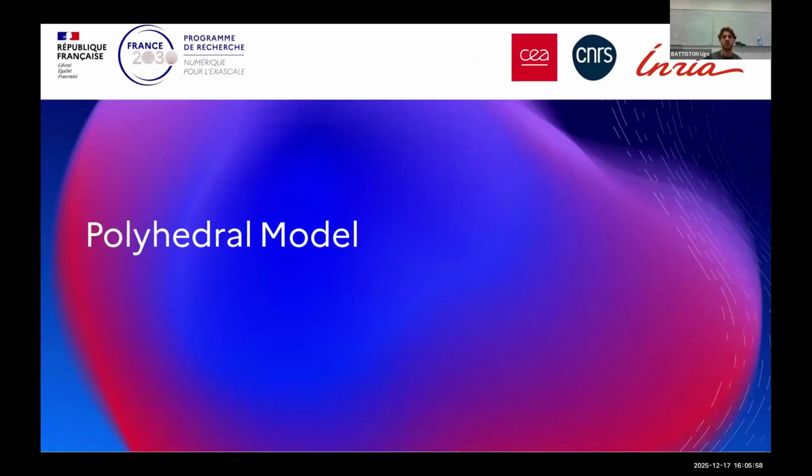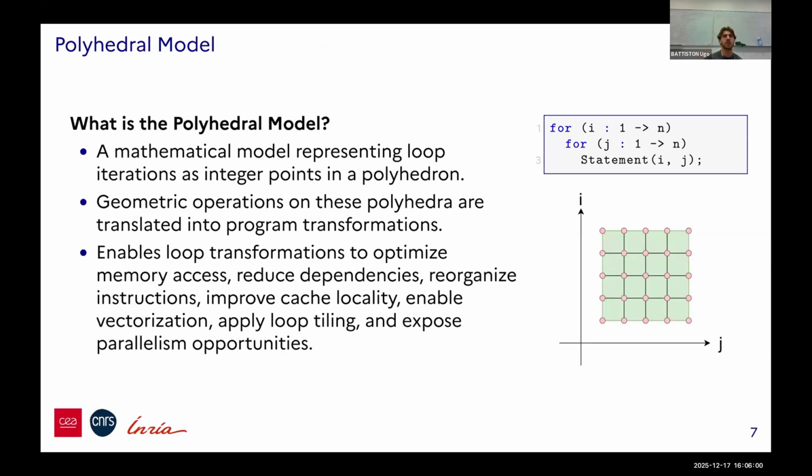So, what is the Polyhedral model? The Polyhedral model is a geometrical representation of loops with integer points in a polyhedron. On the top right, you can see code with an i loop and a j loop, and this can be represented as the green rectangle below, and each red point represents one iteration. So now we have a geometrical object, and we can apply geometrical transformations, and after we can translate them directly into a program transformation.